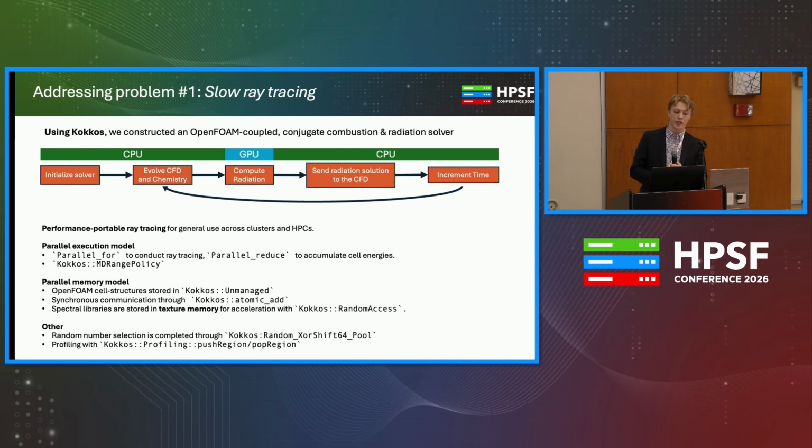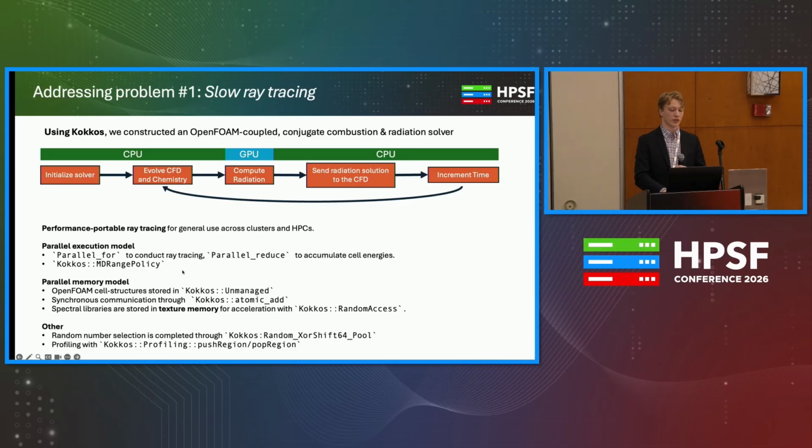The first solution that we came up with was very simple. It's just to use a GPU. This is very well known for the graphics processing community, of course, but in this field, it wasn't very well known for specifically radiative transfer in combustion simulations. And so we use a variety of different techniques in Kokkos to help accelerate this. And these are listed here. Of course, the parallel for to conduct the ray tracing.